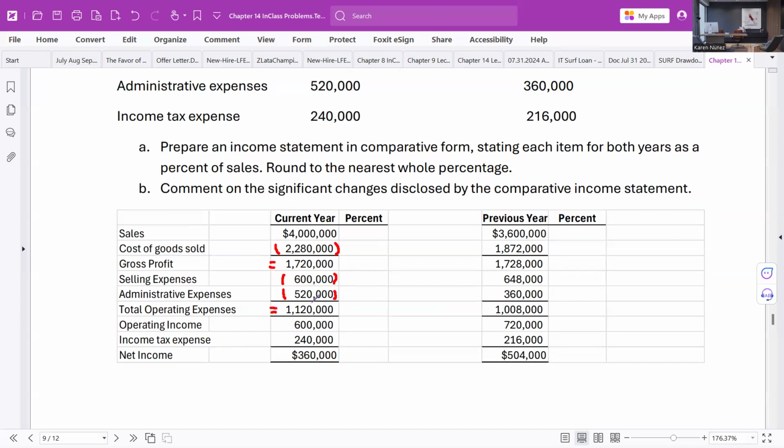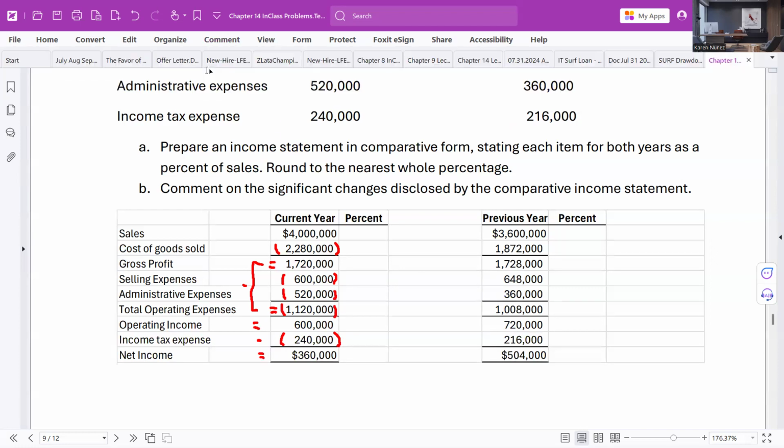Now, in order to calculate income, it's the gross profit minus these operating expenses, right? They get subtracted from the gross profit. That's how you get income. So the gross profit minus those operating expenses gives us income, and then we subtract the income tax expense, and we've got net income. That's all I've done here. I've set it up in the format that's given to you in the chapter.